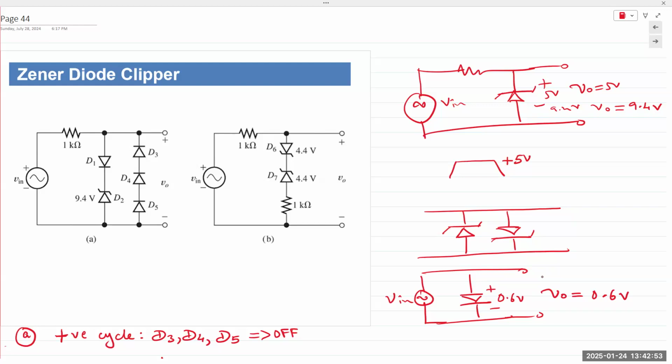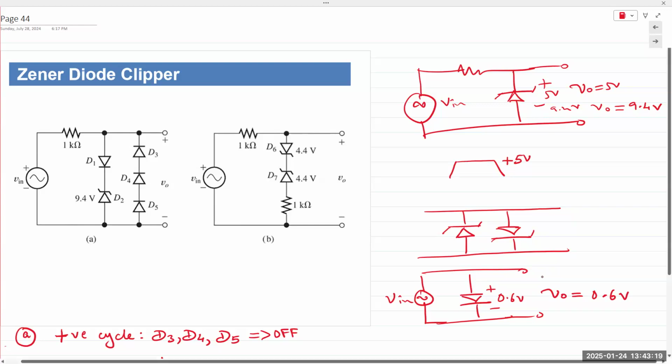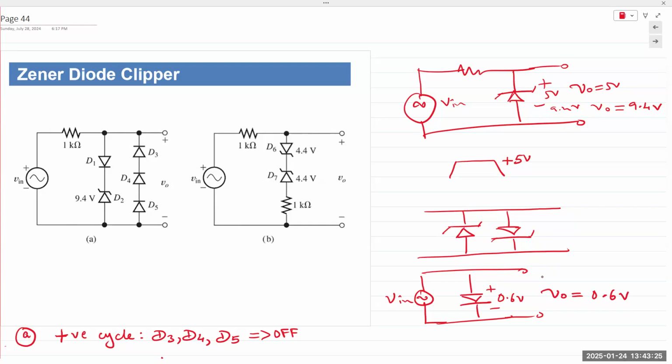You have a regular silicon diode in forward bias, requires 0.6 volts. What if you put those two in series? What do we get? 9.4, 0.6, 10 volts. Zener diode separate, silicon diode separate, reverse bias, forward bias. You put those two in series, 0.6 plus 9.4, 10 volts. Until and unless V in exceeds 10 volts, both diodes will remain off.